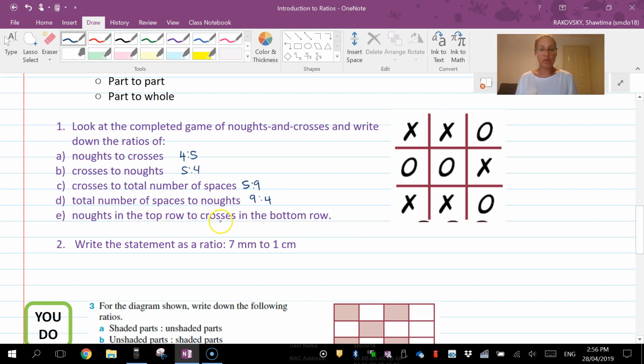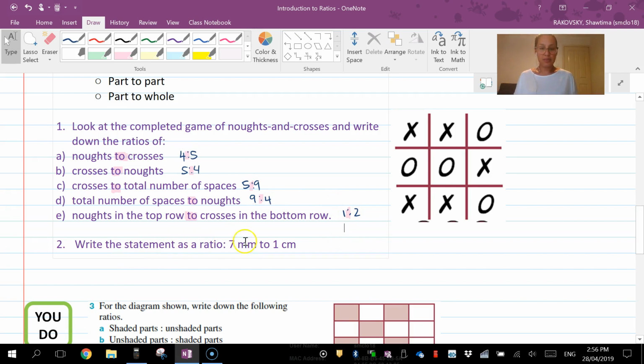Noughts in the top row to crosses in the bottom row. There's 1 nought in the top row, 2 crosses in the bottom row. What you can see here is that this gives you the hint of where the colon should be. Every time you see the word "to", that represents this little colon that I have put between my 2 numbers in my ratio.